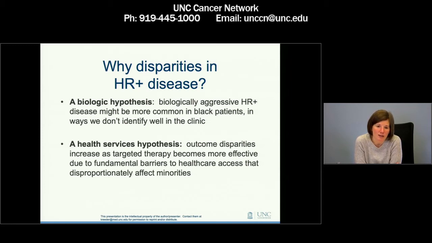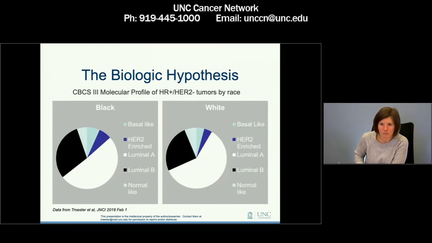The other hypothesis is a health services hypothesis. If we believe that outcome disparities tend to increase as targeted therapy becomes more effective due to these fundamental barriers in healthcare access, then a targetable subtype of breast cancer might be a logical place to see disparities.